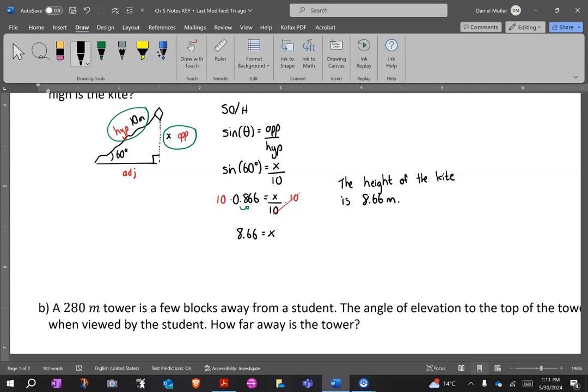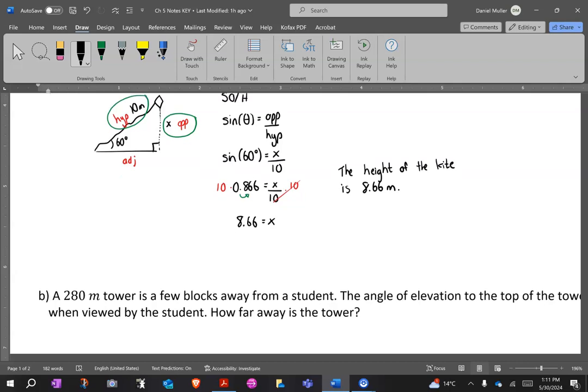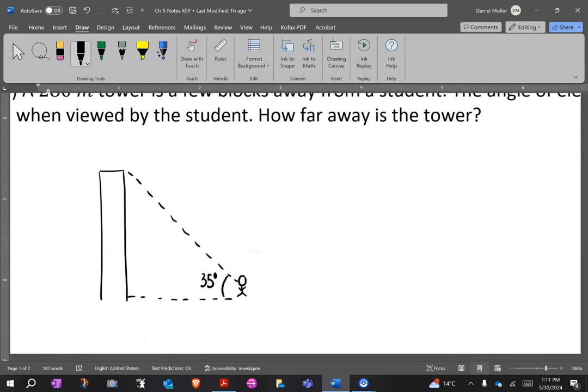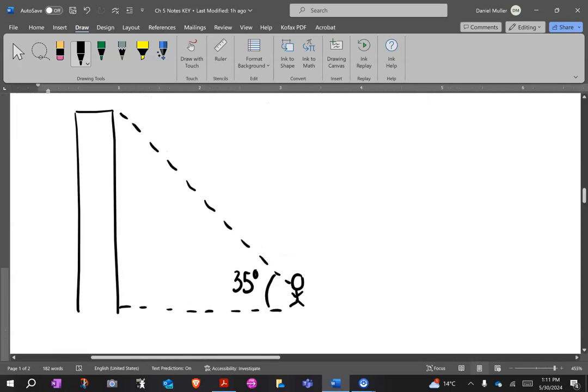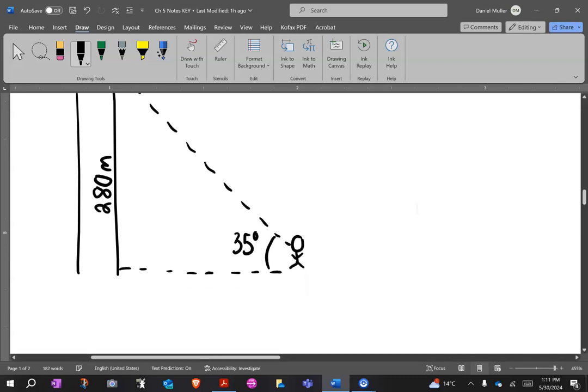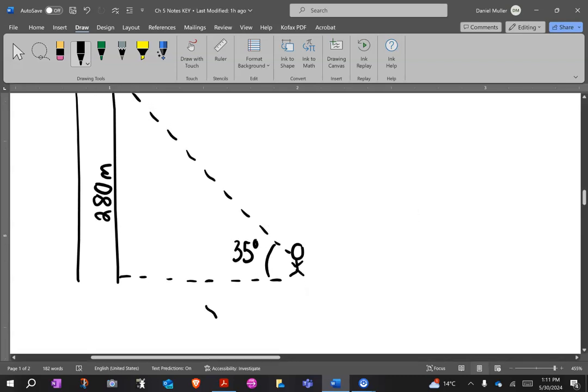So we're going to have to draw this tower, and we're going to draw a student looking up. So that's what I've done here. I've got this tower, and I have a student looking up. So the angle of elevation is 35 degrees, and we know that this is 280. And we want to know how far away the student is from the building, from the base of the building.